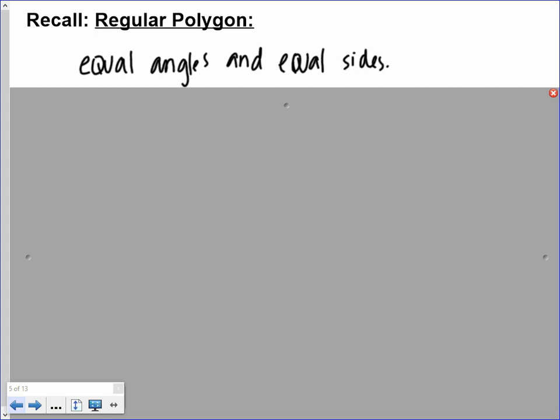Good. Okay, so you don't need to write that down necessarily, but if you don't know what regular means, then it might benefit you to write it down. But regular just means equal angles and equal sides. So equilateral triangles, for example, squares, pentagons, where all of these sides and angles are the same, hexagons, where all of the sides and angles are the same, like a stop sign.